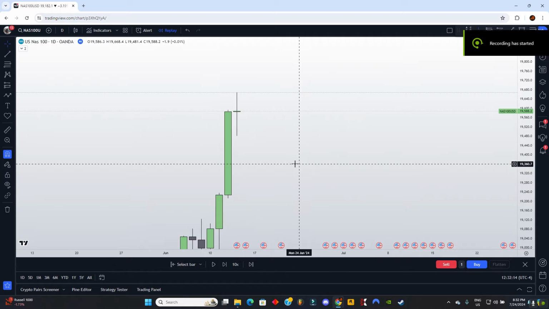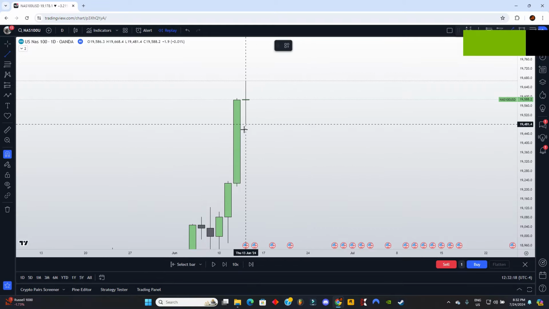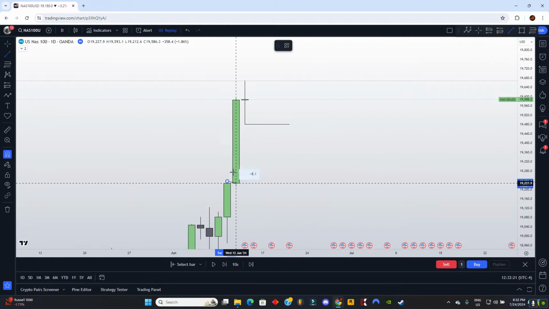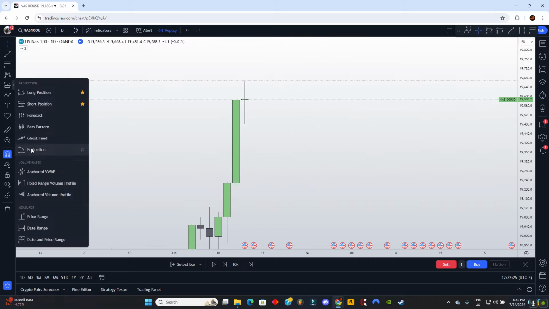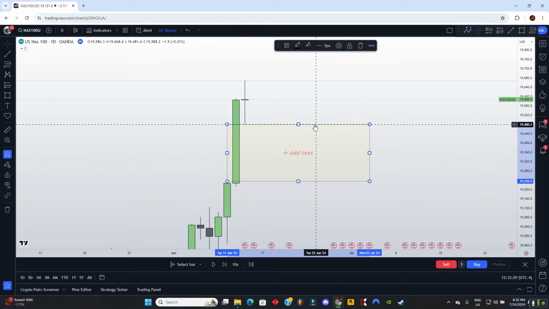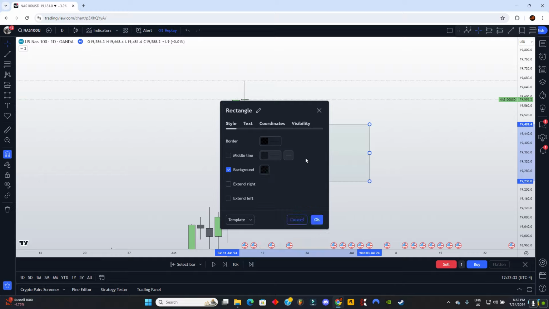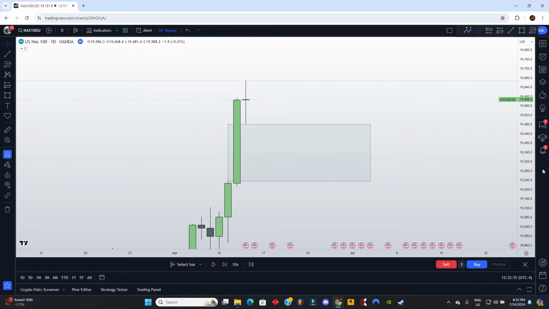Okay, guys, so here is example 1, and you can see I'm looking at NAS 100, and just around here we have the fair value gap, right? So this is a PD array, so keep this in mind. I'm just gonna mark this out like this and give it a color. So this is a fair value gap.